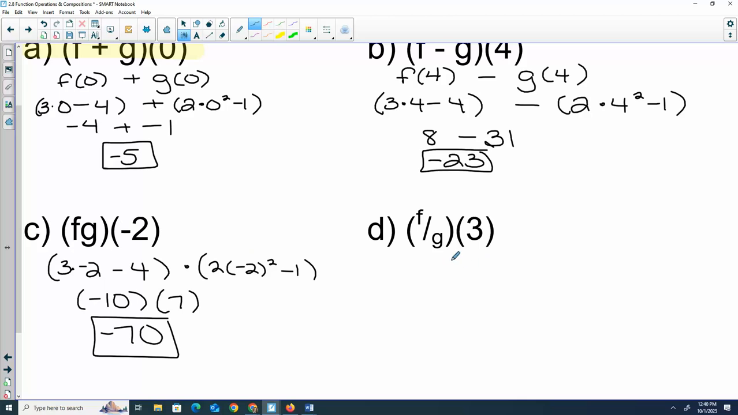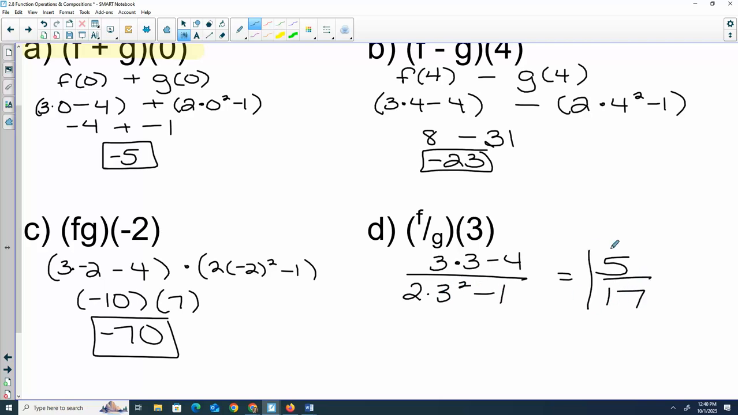Second one, if I put a 3 into f, so 3 times 3 minus 4 gives me 9 minus 4, or 5. If I put 3 into g, so 2 times 3 squared minus 1, so 18 minus 1 is 17, 5 over 17. So we should be able to plug in a value for x and evaluate these functions. Is that okay with everyone?